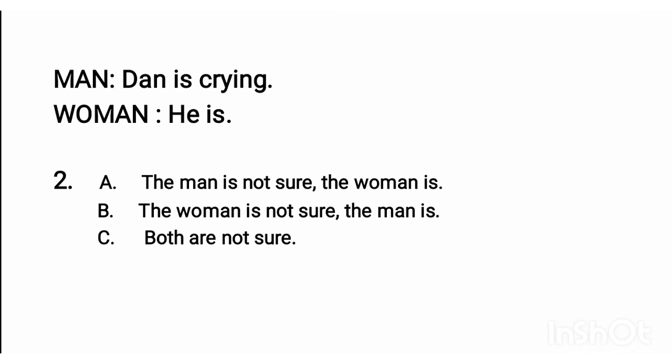Example 2. "Dan is crying." "He is." The correct answer is B. The woman is not sure, but the man is, because there is a fall in the voice of the man, but there is a rise in the voice of the woman. Please proceed to answer the rest of Test 7.